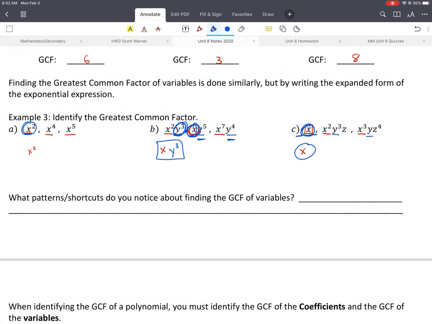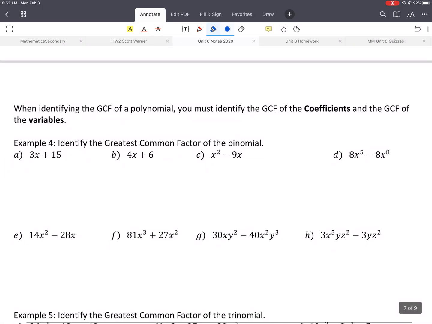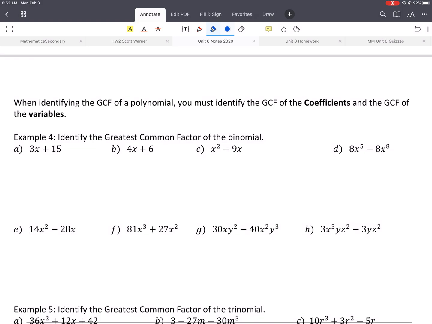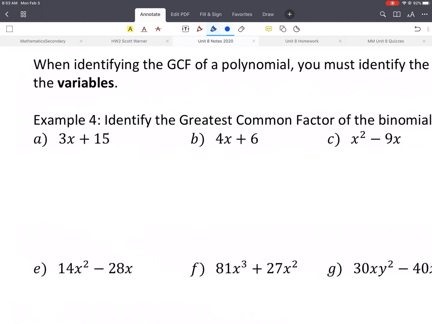Okay? So let's just do some examples. This is more like what's going to be on your homework and on your tests. It says, when identifying the greatest common factor of a polynomial, you must identify the greatest common factor of the coefficients and the variables.